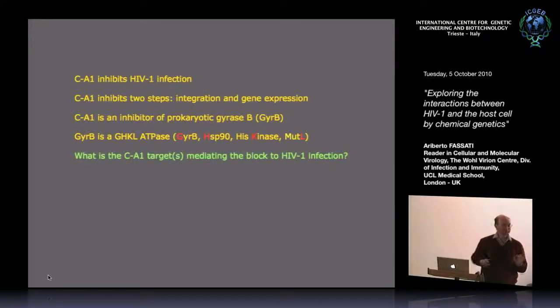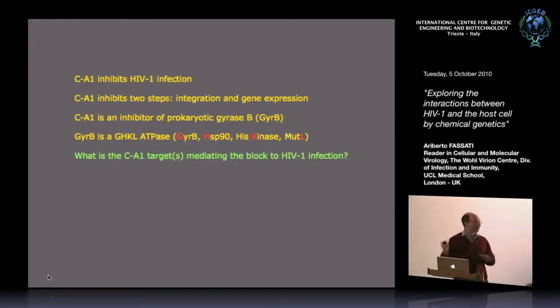All right, so just to summarize this bit, we know that cumomycin is a potent inhibitor of HIV infection. We know that cumomycin inhibits two steps. It inhibits integration, we've seen that, same effect as raltegravir, fine, based on the DNA experiments, but also inhibits gene expression. We've seen that based on these other experiments. So two blocks.